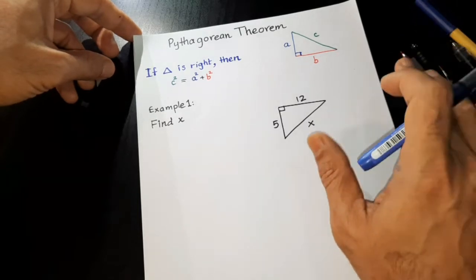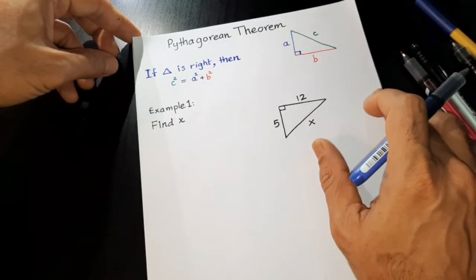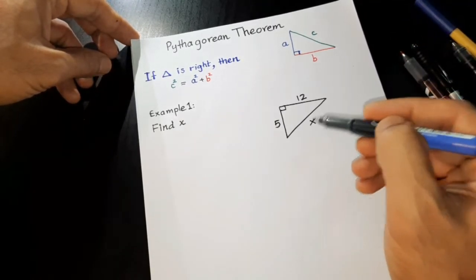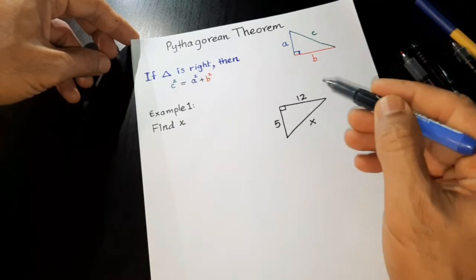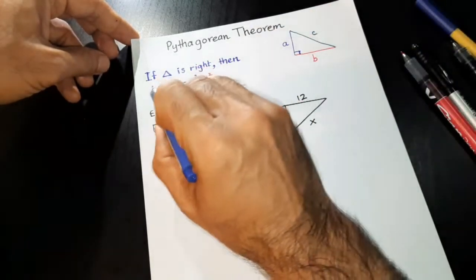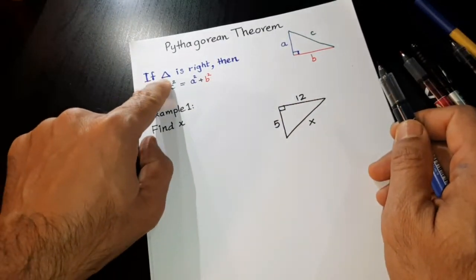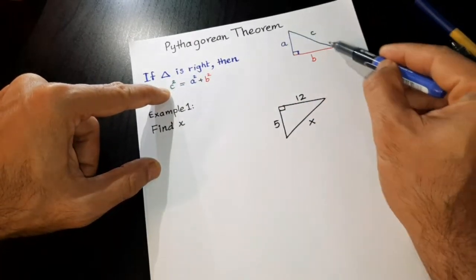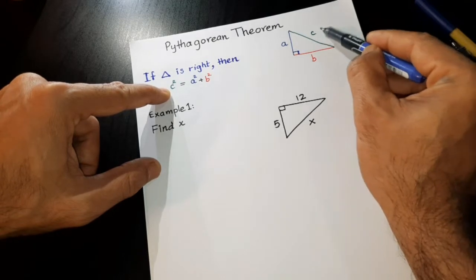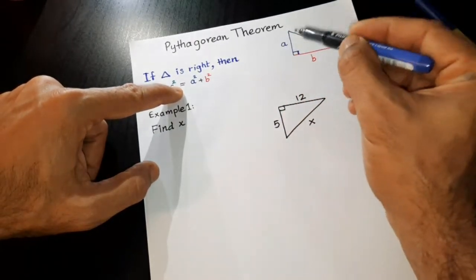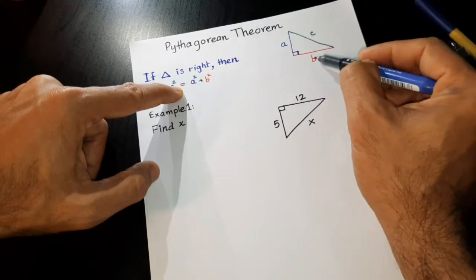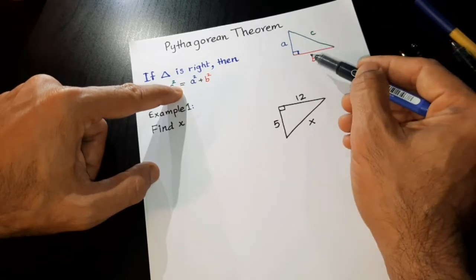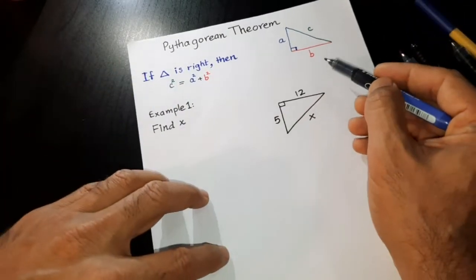This is one of the most famous theorems in mathematics. It's a formula that helps us find the missing side of a right angle triangle when the other two sides are given. The theorem states that if a triangle is right, the square of the length of the hypotenuse side is equal to the sum of the squares of the lengths of the two legs. And you know that the hypotenuse side is always longer than the two legs.